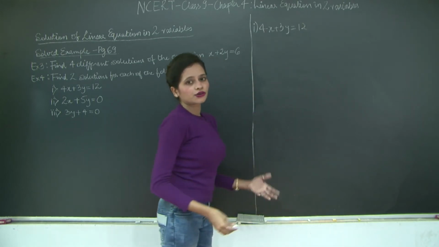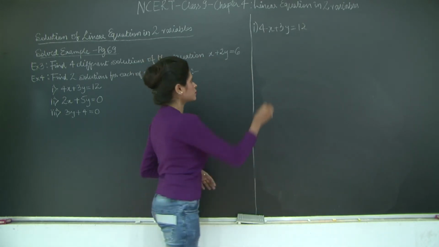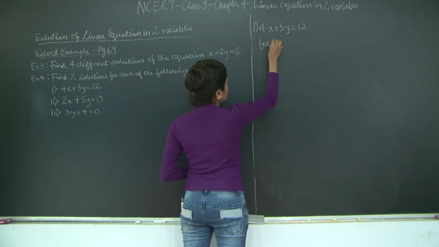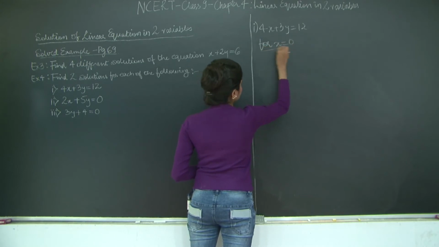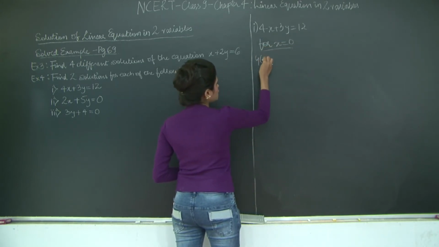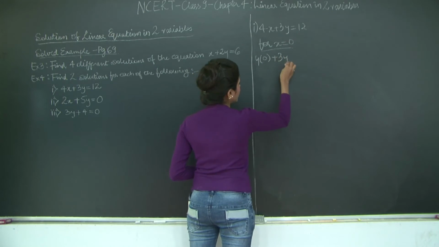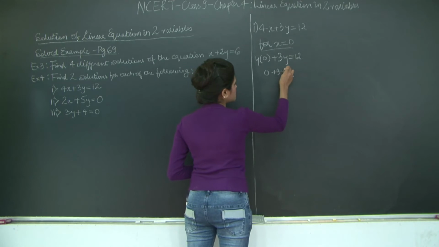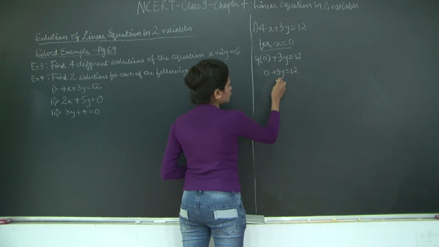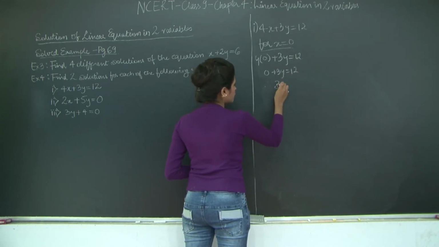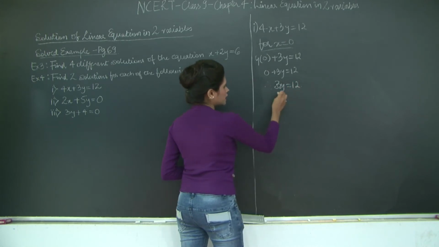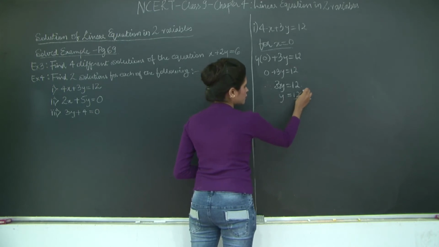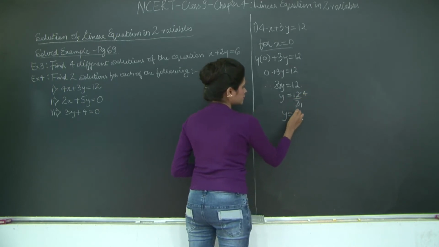So the very first thing that you're going to do is consider the value of x as 0, because that's the simplest way for finding solutions. Now for x is equal to 0, what do I get? 4 into 0 plus 3 into y is 12. Therefore 0 plus 3y is equal to 12. Therefore 3y is equal to 12. Therefore y is equal to 12 upon 3. So 3 1s are 3, 3 4s are 12. y is equal to 4.